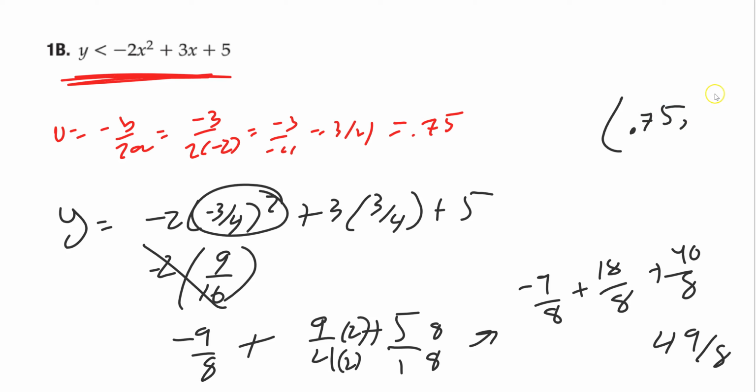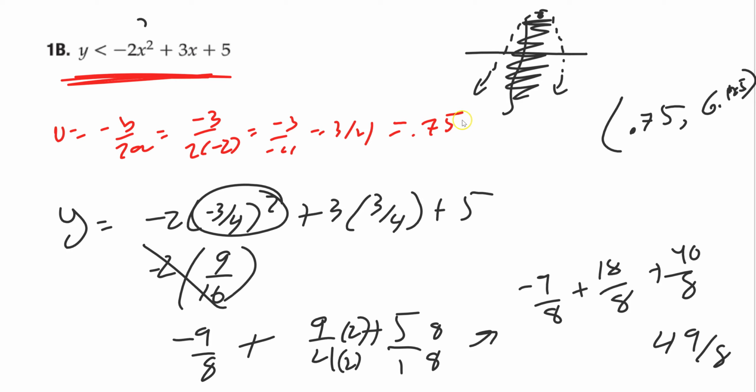0.75 and 49 over 8, which is a little more than 6, 6 and 1 eighth, 6.125. Something ugly like that. Anyway, let's graph that. It's at 0.75 and about 6, so it's something like this. Notice it's a negative, so it's opening down, and it's dotted. Proper notation, less than means below. So below the vertex, so right here. So we get that.